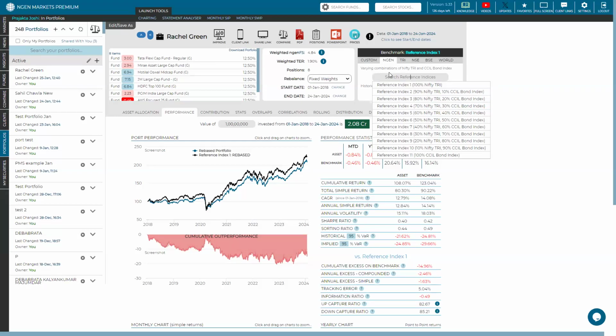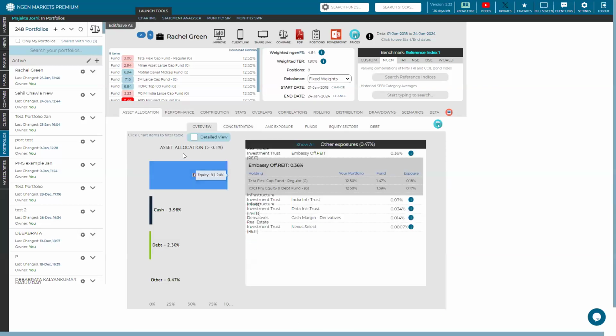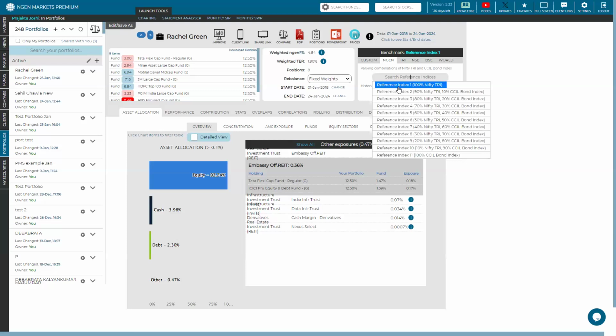Now, how will it choose the auto benchmark? It will see the first level drill down, which is only this drill down, right? Equity asset class split as well as debt asset class split. So in this case, debt is very, very low in the portfolio. It will try to match the debt as closely as possible. So in this case, with very, very low debt, it's a predominantly equity oriented portfolio, and therefore it has chosen reference index 1, which is 100% Nifty TRI, as a benchmark to compare the performance of this portfolio against.